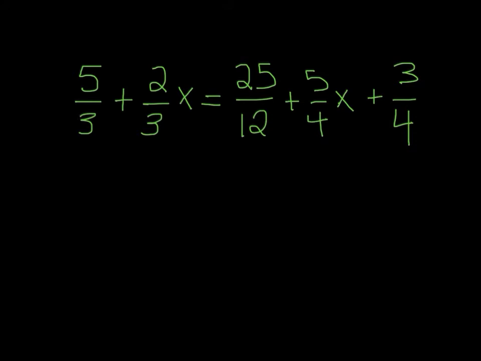So in this particular equation that I have in front of me, two things jump out at me. First of all, I notice that we have lots of terms that contain fractions. I also notice that the denominators in all of these fractions are different. We have a 3, we have a 12, and we have a 4. And the last thing I notice, which is also going to be a little tricky, is that we have an x here and here. So we have a variable on two sides of the equation.